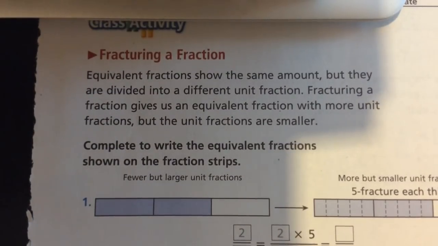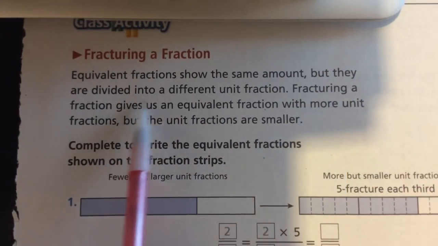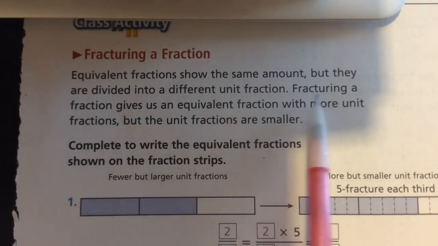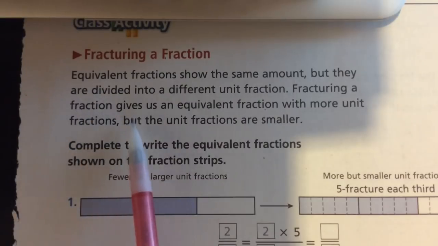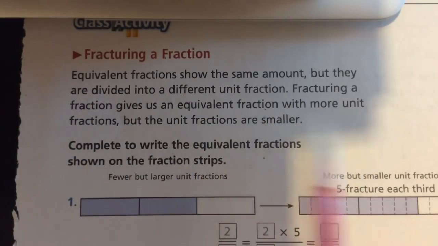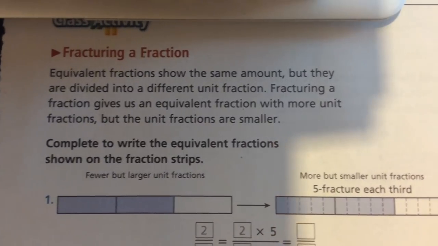So go to page 427 in your workbook. All right, so I'm going to read the top. Please follow along with me. Equivalent fractions show the same amount, but they're divided into different unit fractions. Factoring a fraction gives us an equivalent fraction with more unit fractions, but the unit fractions are smaller. So here's what that's saying.